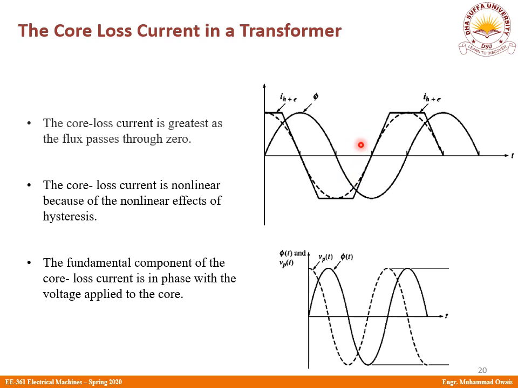अच्छा जी, एक dotted से आपको component नजर आ रहा है, this is the fundamental component of the core loss current. ठीक है, और ये component क्या है, ये actually this component is in phase with the voltage applied to the core. कैसे पता चल रहा है मुझे यहाँ से, because this component is 90 degree out of phase with this flux, which means this is in phase with the applied voltage. क्योंकि out of phase with flux by 90 degree, therefore in phase है with the voltage applied.